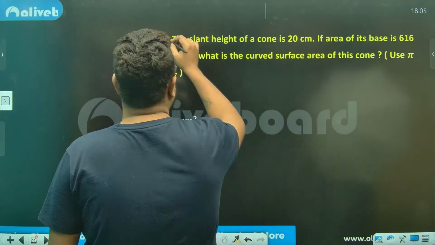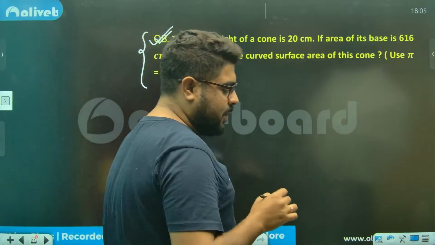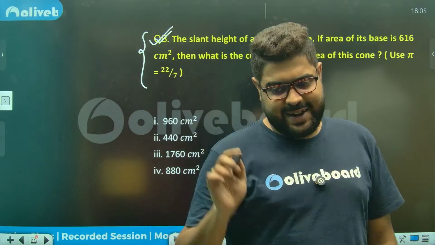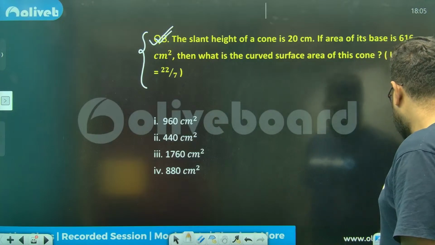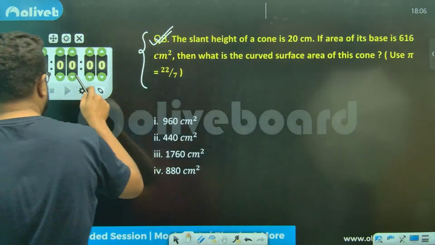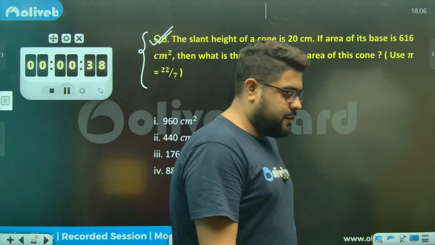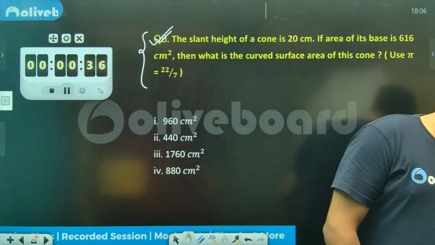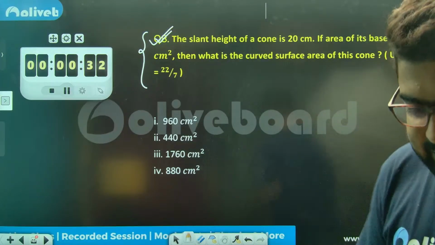First things first, this is your first question of the day. Without any further ado, let's start. This is the first question right in front of you, and I'll give you a few seconds to solve. This is one of the easier questions, so I'm giving you only 40 seconds. It should be solved within that much time.